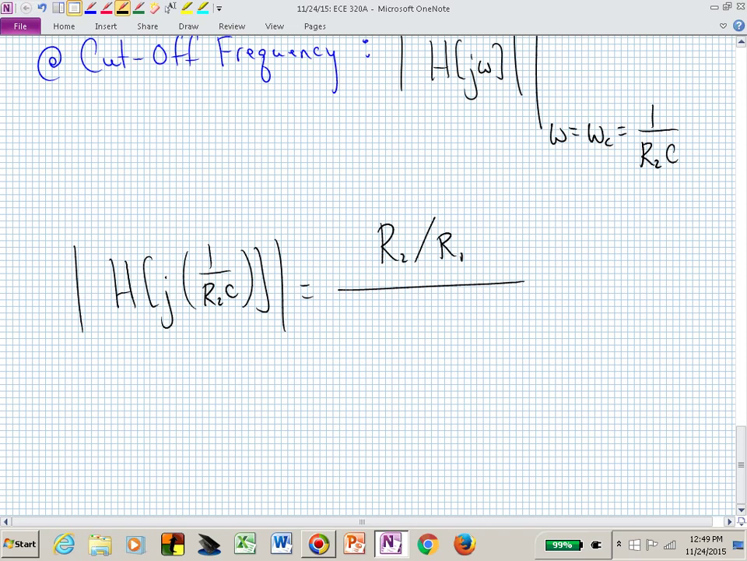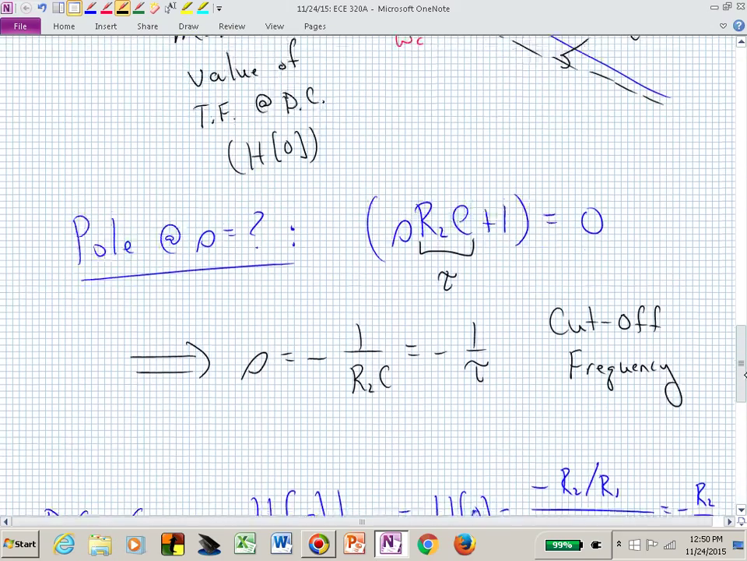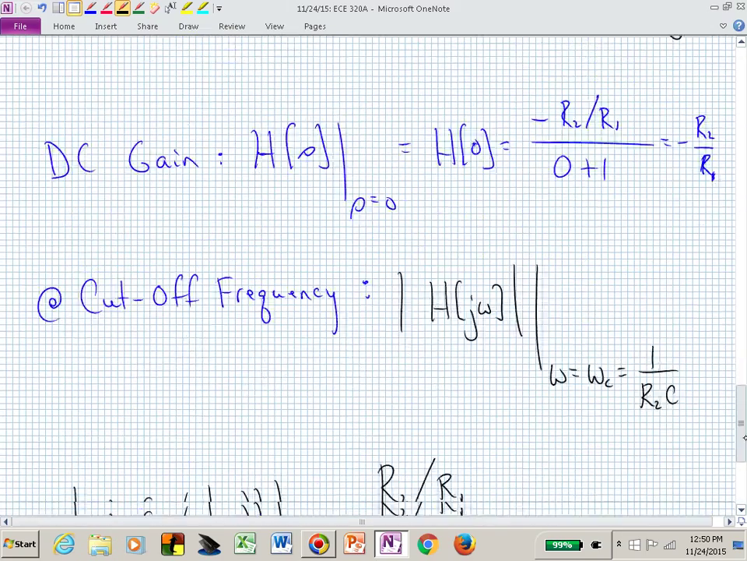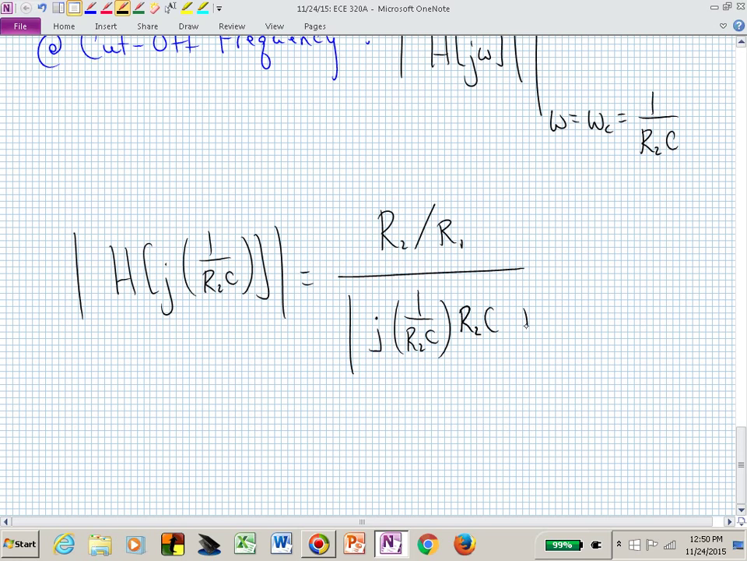So now I'm looking at the magnitude. I'm throwing away the negative sign or the sign change, and I want the magnitude of the denominator. That was j omega, and the omega is 1 over R sub 2 C. But in this case, it was j omega times R sub 2 C, so we have j omega R sub 2 C plus 1. I hope now that you see that frequency of 1 over R sub 2 C cancels the R sub 2 C, or the time constant, and now we have the magnitude of 1 plus j.